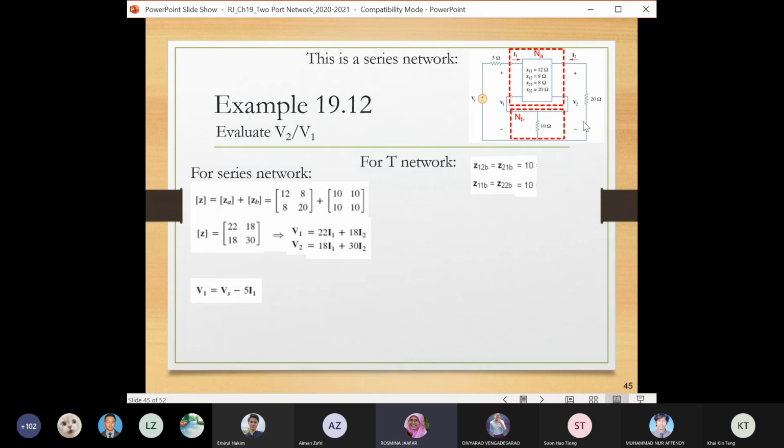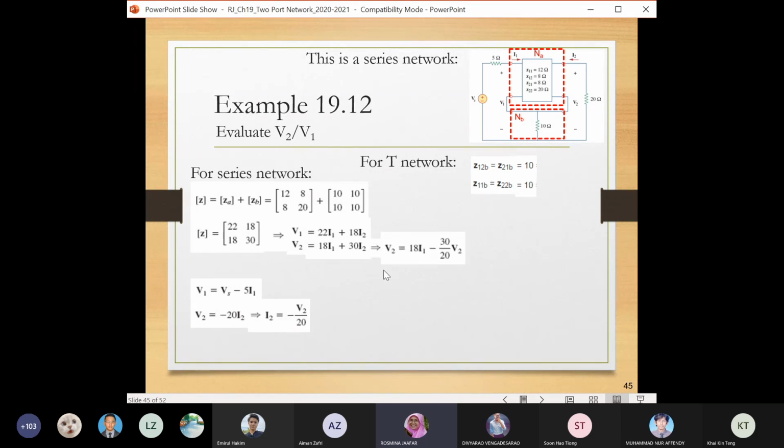Considering NA and NB as only one black box, you have Vs, which is the source here, minus 5 times I1. And V2 on the other side is equal to the resistance across it, which is 20 ohms, times I2. Because I2 is opposite to I1, you have a negative sign in front of I2. So here you have two equations. From here you can have I2 is actually negative V2 over 20.